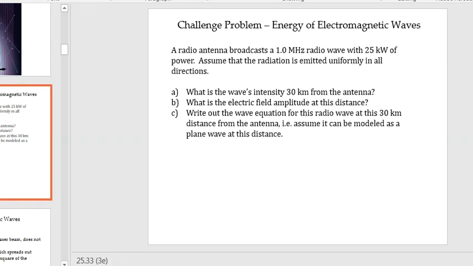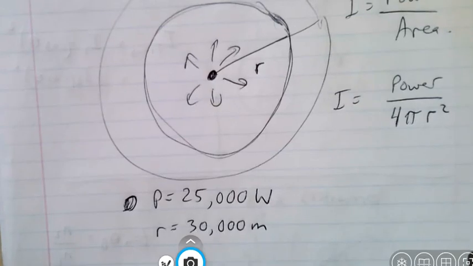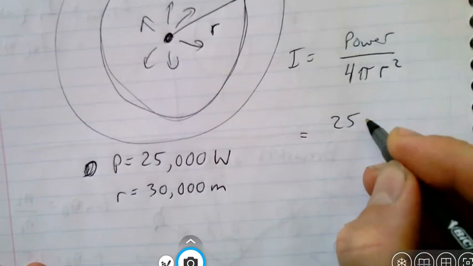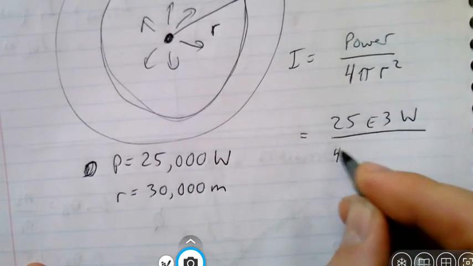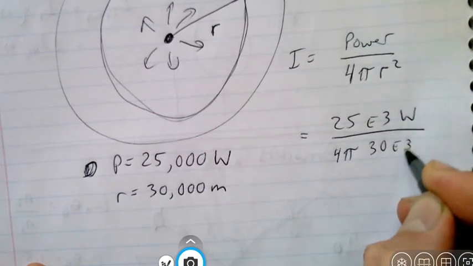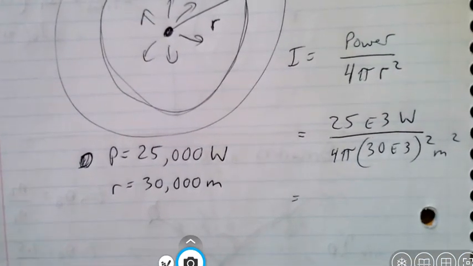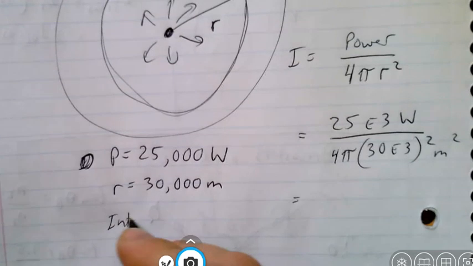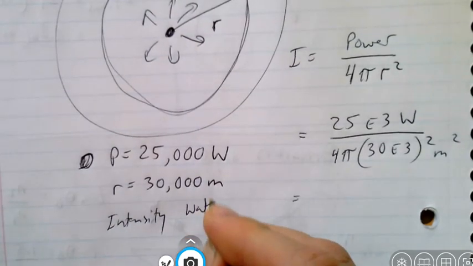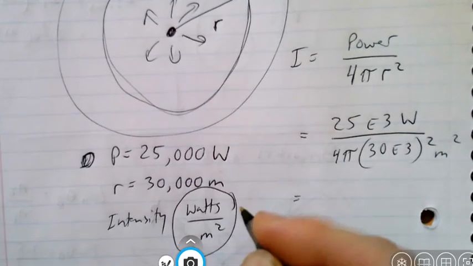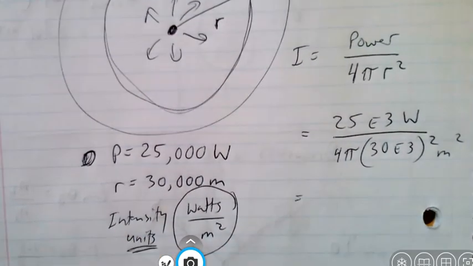So in the case of our problem here, our power is 25 kilowatts. That's 25,000 watts. Seems like a lot, right? We want to figure out the wave's intensity at a distance of 30 kilometers away, so 30,000 meters away. To do this, we can apply this equation. We can say 25 times 10 to the third watts, divided by 4 pi times 30 times 10 to the 3 squared, and this will be in meters squared. So we're going to have a unit of watts per meter squared as our intensity. So intensity has the units of watts per meter squared.